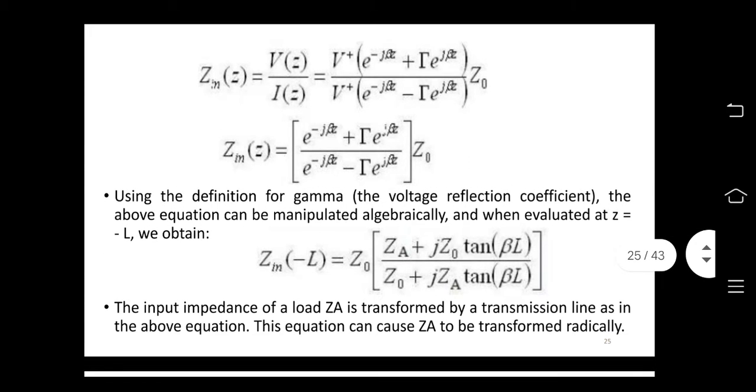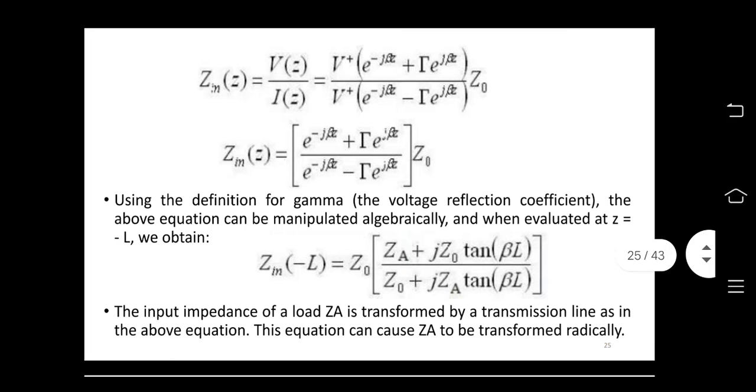Zin of Z, which is equal to V of Z by I of Z, is equal to V plus into e power minus j beta Z plus gamma e power j beta Z, divided by V plus into e power minus j beta Z minus gamma e power j beta Z, into Z0. When you simplify this, we get Zin of Z equals e power minus j beta Z plus gamma e power plus j beta Z divided by e power minus j beta Z minus gamma into e power j beta Z on the whole, into impedance Z0.